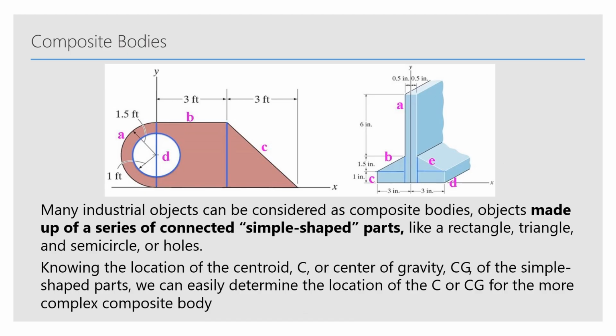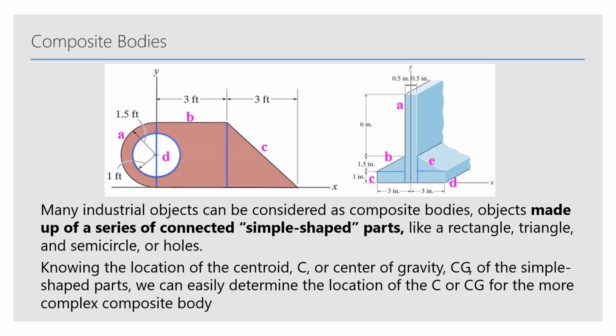Now taking a look at section 9.2. This section talks about composite bodies. Many industrial objects can be considered composite bodies, which are objects that are made of a series of connected simple shaped parts like rectangles, triangles, semicircles, or holes. Knowing the location of the centroid or center of gravity for these simple shaped parts, we can easily determine the location of C or CG for the more complex composite body.